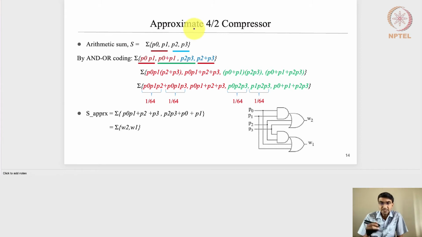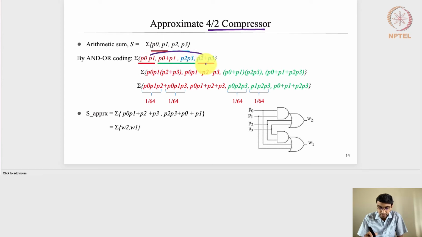So we can similarly extend it into 4:2 compressors also. So we had got 3:2 compressors. So 4:2 compressors will have 4 partial products, and we can consider 2 each, P0, P1, and an OR recoding we can apply here. So P0, P1, P0 plus P1, and P2, P3, and P2 plus P3. And once we have all these things, we can actually do this with this.